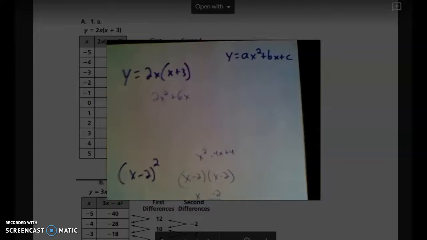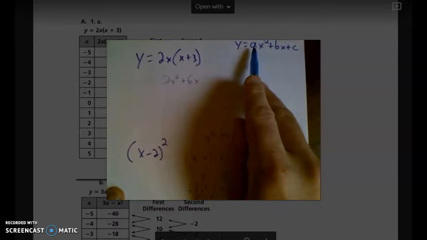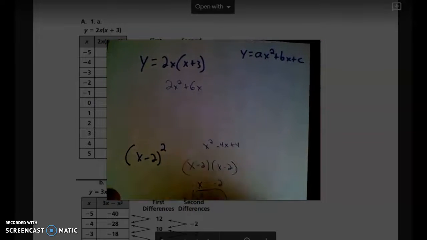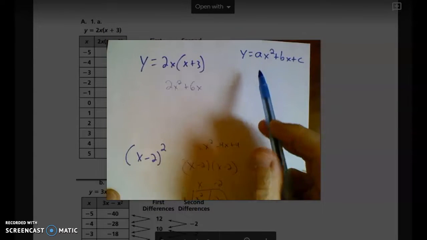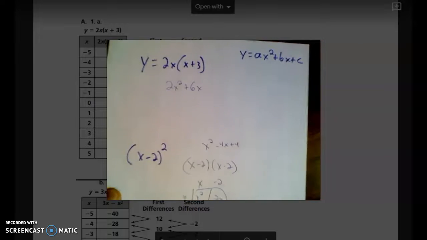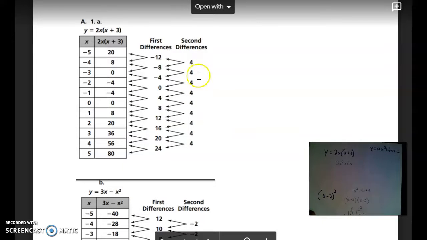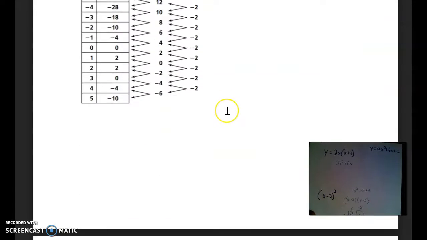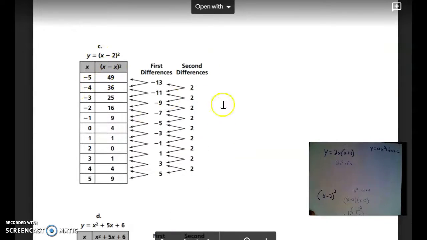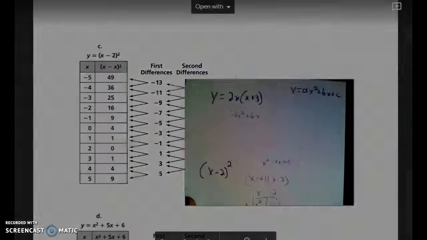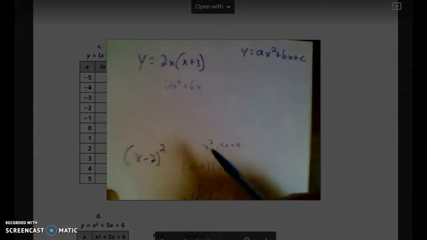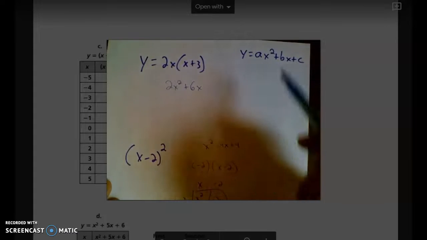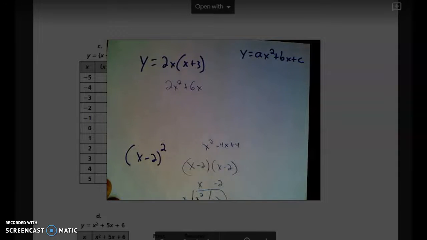So again, if we go back to the values of a, b, and c in the equation, for instance, the first one, the value of a is 2. And if I looked at the second difference, it was 4. Remember, a is always half the second difference. Another one on there that we just looked at is this one. The second difference is 2. And if I look at the equation, half of 2 is 1. That's why there's 1x squared. So again, that second difference is a nice way to find the value of a in your quadratic equation.